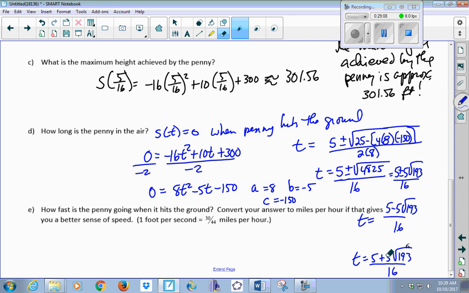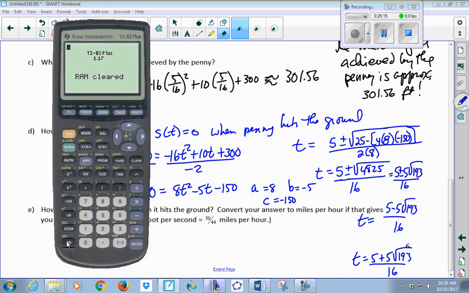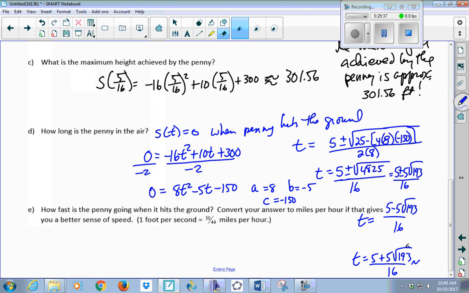So let's take a look at 5 plus 5 square roots of 193 divided by 16, and we'll get an approximate time. So we have 5 plus 5 times the square root of 193, divided by 16. And that's about 4.654 seconds. So approximately 4.654. And let's see what this one is.